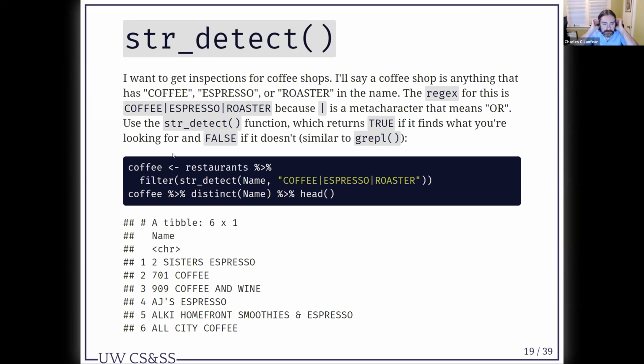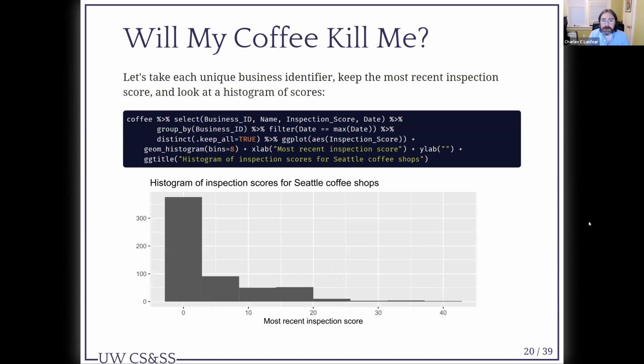Okie dokie. So we're starting to get somewhere. Maybe I have a question like, will the coffee that I drink kill me? Let's make use of these inspection scores. So I say here, take the coffee data, select down to only the business ID, name, inspection score, and date. I'm going to group on business ID and filter to the most recent date, the maximum date. So this is going to give me the most recent inspection for any given business. Take only the distinct rows. Then I plot my inspection scores, a quick histogram.